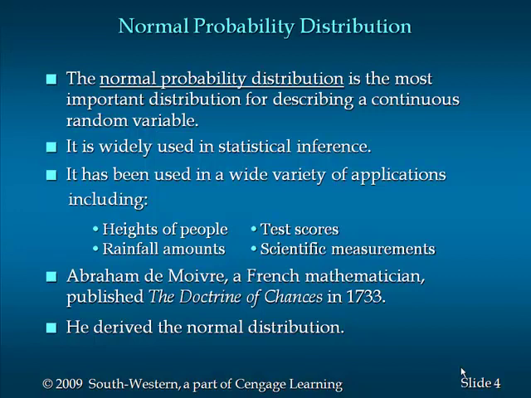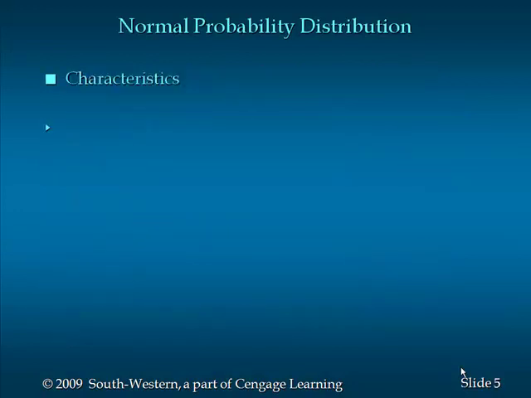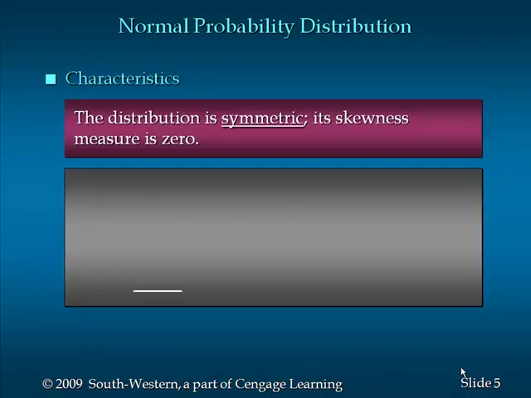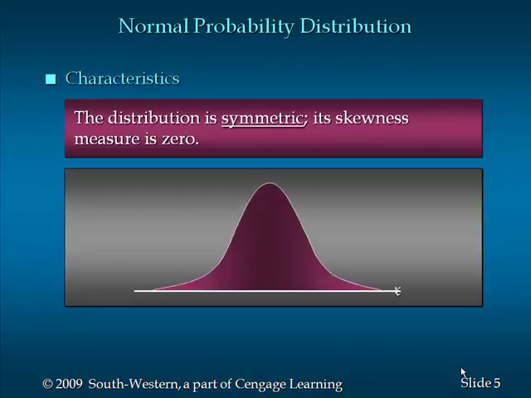Here are a few examples of random variables that are normally distributed: heights of people, scientific measurements, test scores, and amounts of rainfall. As you can see, there are a variety of normal probability distributions that we encounter every day. Let's look at the characteristics of a normal probability distribution. You will note that the distribution is, in fact, continuous along the range of x. We see the bell shape of the distribution, and the distribution is symmetrical.